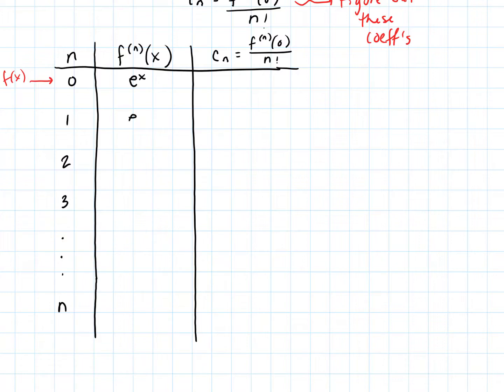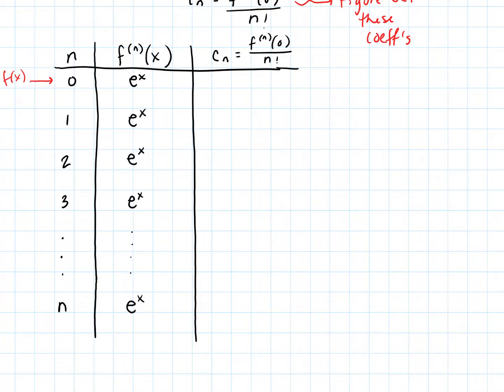The first derivative is e to the x. You know, the exponential function was a good one to do for our first example because the derivatives are all the same. e to the x, e to the x, e to the x. And by the time we get to the nth derivative, it's still just going to be e to the x.